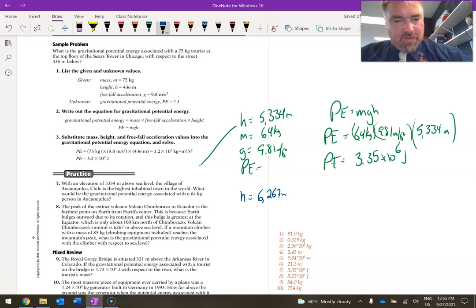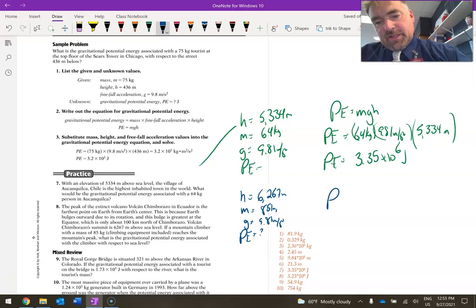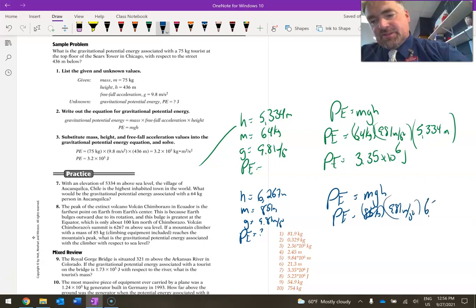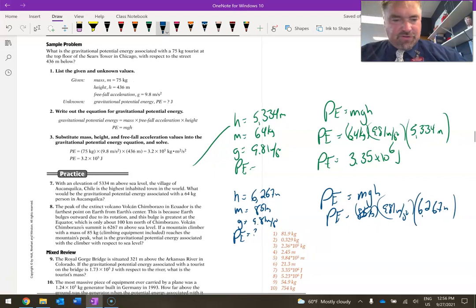And we know a mass of 85 kilograms is the hiker that's climbing it. And again, we know g is equal to 9.81 meters per second squared. So I'm looking for my potential energy. That's my unknown. So again, same equation we used before. PE is equal to mgh. So my potential energy is equal to my mass, which was 85 kilograms, times my 9.81 meters per second squared, times my height of 6,267 meters above the surface.